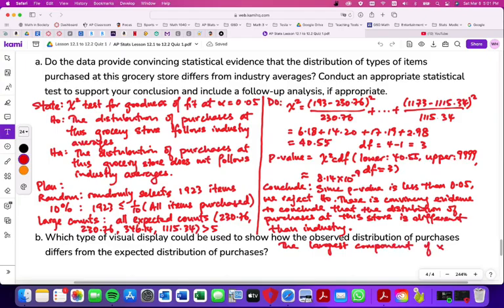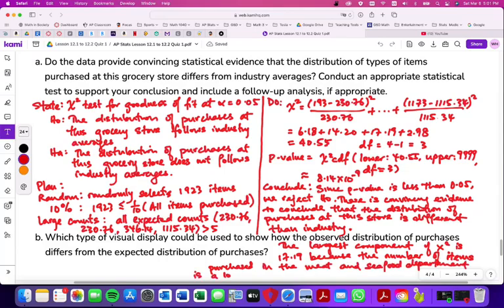Now, we are supposed to include a follow-up analysis. And here the biggest component is the 17.19. And that came from where? That came from which category? It was the meat and seafood department. And why is that? Because the observed count is actually much, much lower than the expected.